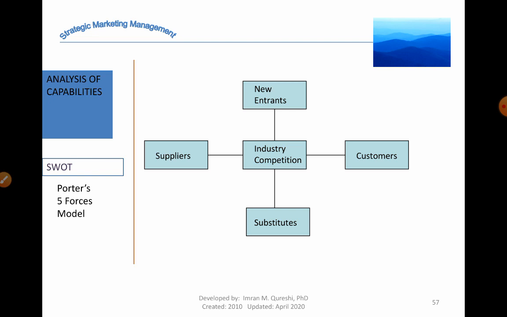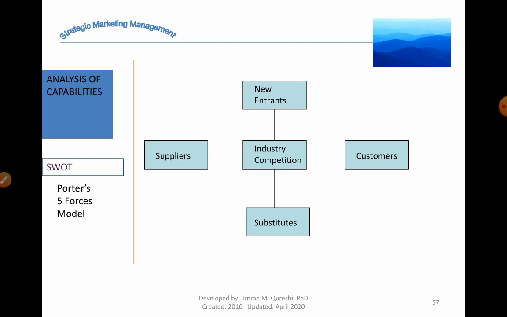Similarly, if a company has good connections with its customers, good relationships, more loyalty, more access to customers, better customer relationship management, then that would be taken as a strength. And if it doesn't have it and competitors have better processes, resources, and better performance in this regard, then that will be taken as a weakness for the company in question.